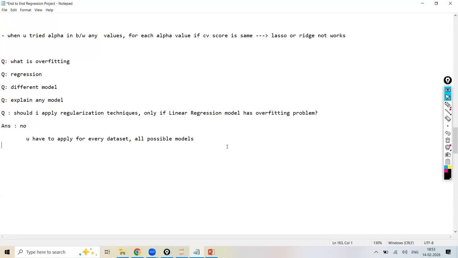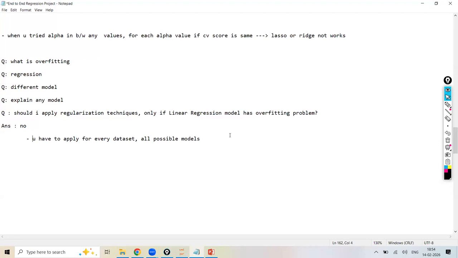How many models are applicable? Every possible model. Why apply them unnecessarily? Because we don't know for which model we will get the maximum accuracy to satisfy the client requirement. We don't know which possibility we get. Now you have to apply, for every data set, all the possible models.